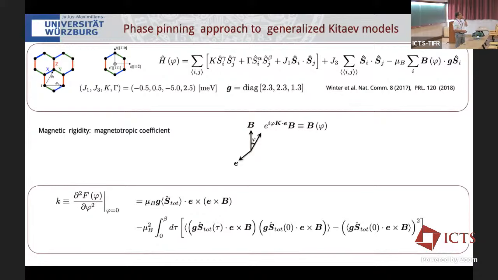Yeah. Quick follow-up question to this. So this is like with a Kitaev interaction, right? So is it known, is there anything specific to Kitaev? If I take the system without Kitaev, or put in another anisotropy like DM, do I get this?